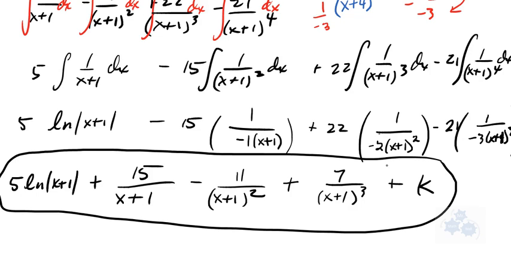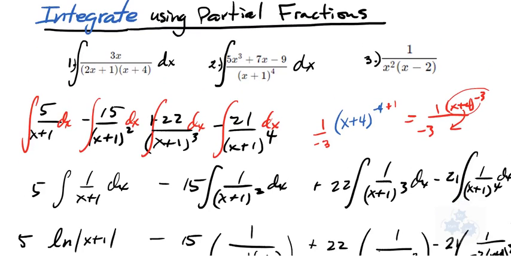Okay, so why don't you guys do 3 on your own then? So 3 here. So you've already split it into partial fractions, go ahead and finish that off by integrating. Let's see what you get.